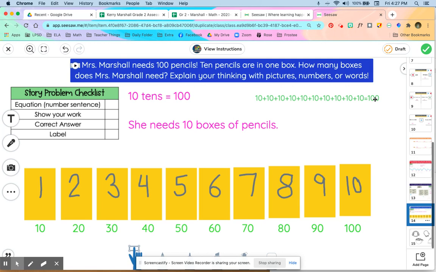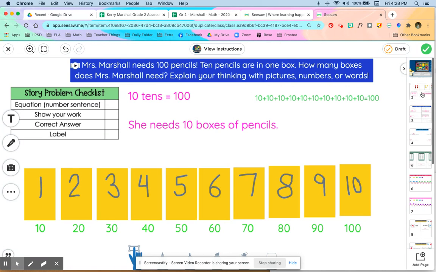And again, just for this test, that was okay because it's more of a problem solving task anyway, rather than an equation. So if they drew their 10 boxes, or if they showed me 10 circles, or even if they just skip counted by tens from 0 to 100, that was fine. What I was really looking for was them to say that there was 10 tens and 100, and she needed 10 boxes of pencils.